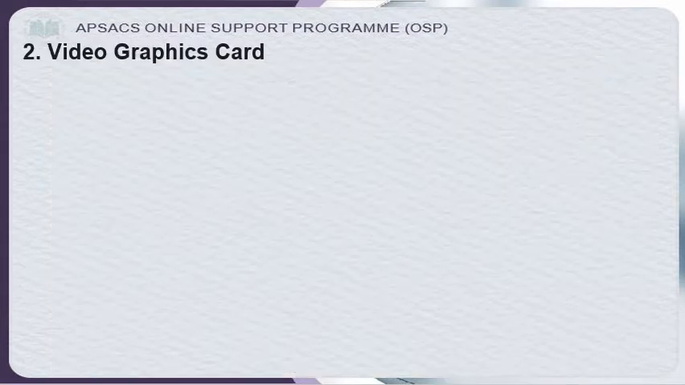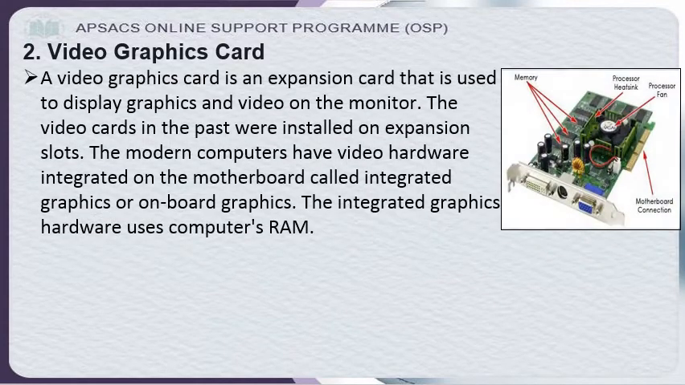Next one is the video graphic card. A video graphic card is also an expansion card that is used to display graphics and video on the monitor. So this card is responsible for displaying videos or images on your computer. The video card in the past was installed on the expansion slot.